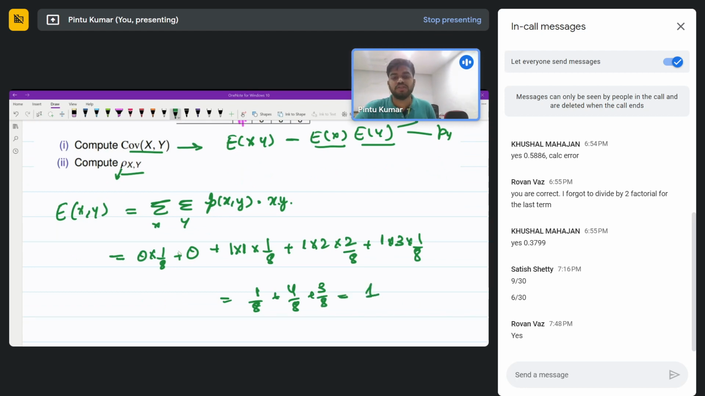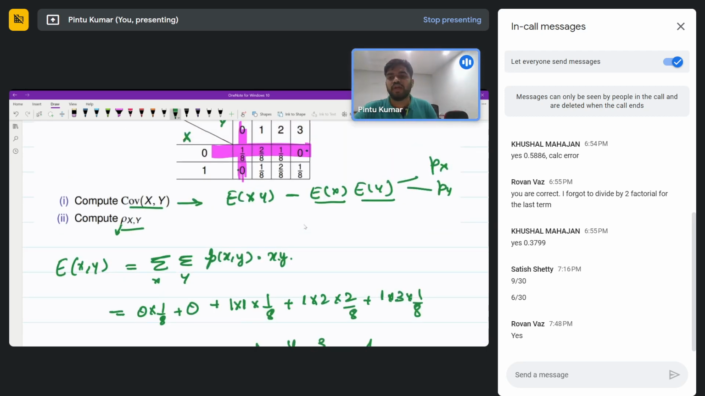Let me verify whether this is actually correct or not. I think this should be correct, but let me cross check because we don't want to make a mistake in the first step of our question. Yeah, this is 1.